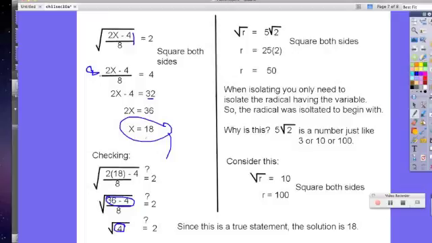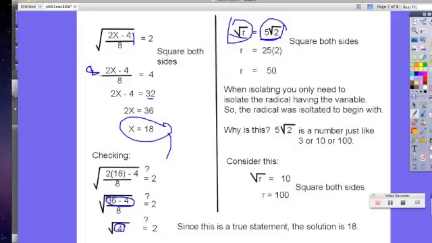Let's take a look at this one. We have two radicals now. But this is not a variable radical. We don't have to worry about this one. This is the one we have to really worry about. We've isolated the square root of r. We don't have to isolate the other one because there's no variable there. It's already isolated, so we square both sides.